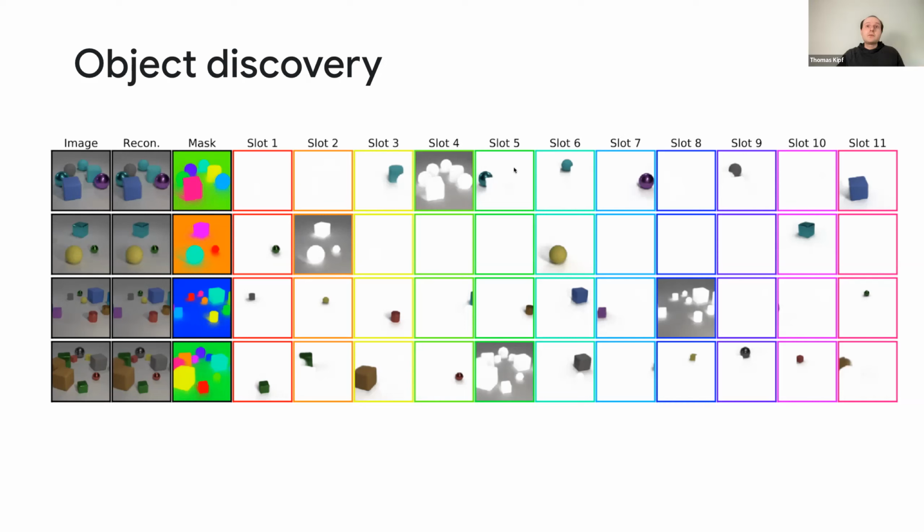For example, what would happen if we take slot 11 in the first row here and delete it from the representation, then slot 5 would be rendered in its completeness. It would render the entire sphere, even though in the input, it's never seen the entire sphere in this particular example. So it has an internal representation of the entire input.